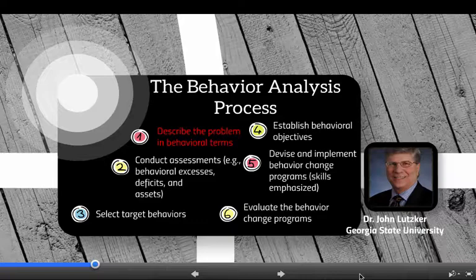The fourth step is establishing behavioral objectives. So we have to set our marks, set our sights on what we're hoping to achieve. And once we've accomplished that, then we move into the fifth phase, the fifth step, and that is the responsibility to devise and implement behavior change programs. So the behavior change program could take the form of a behavior intervention plan, or it could take the form of a skill acquisition program. But we're designing our interventions and then putting them in place. And then finally, logically, the sixth step is that we're going to evaluate the behavior change that's actually occurred.